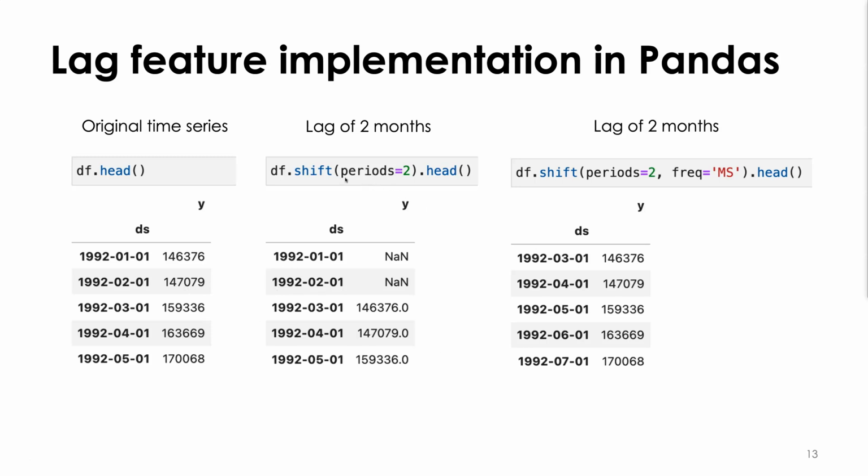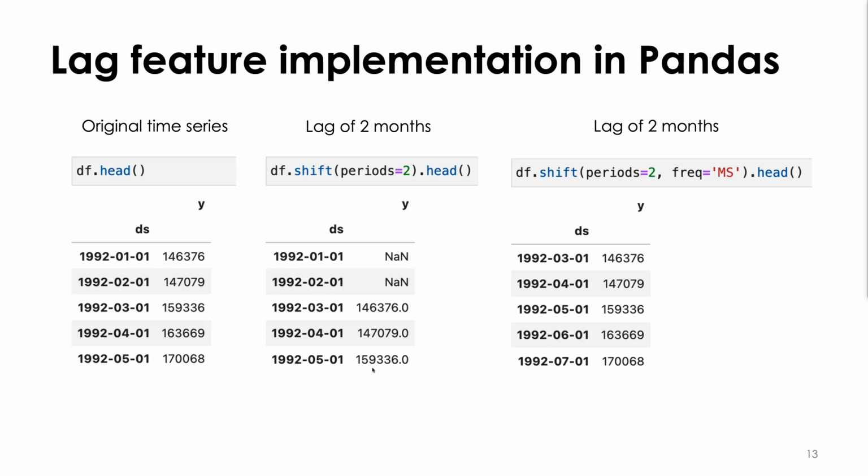One thing to note is that periods actually ignores the time horizon here. It just simply says shift my time series or shift my data frame by 2 rows. It doesn't care about whether or not this is a time index, whether the time index represents monthly, yearly, hourly data, or even some integer index.